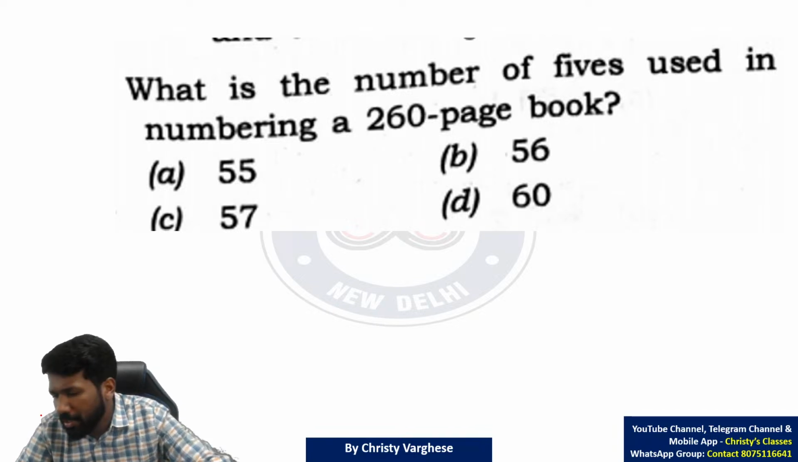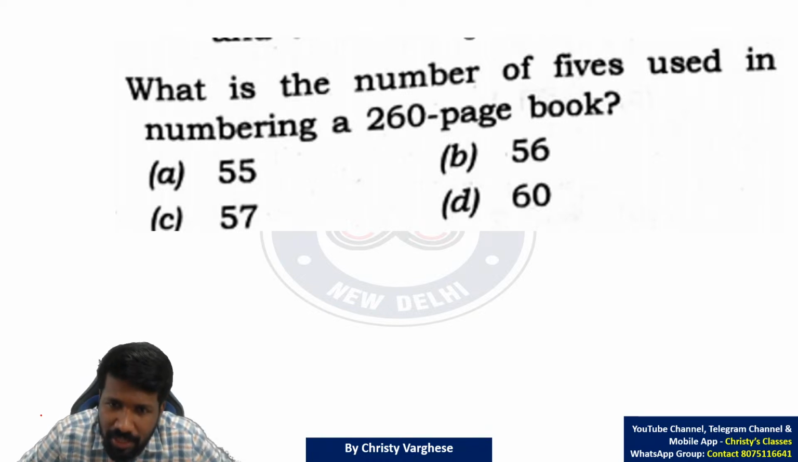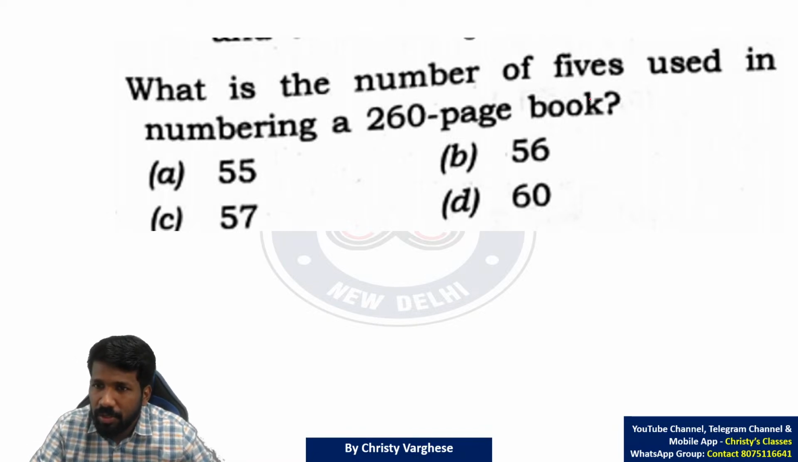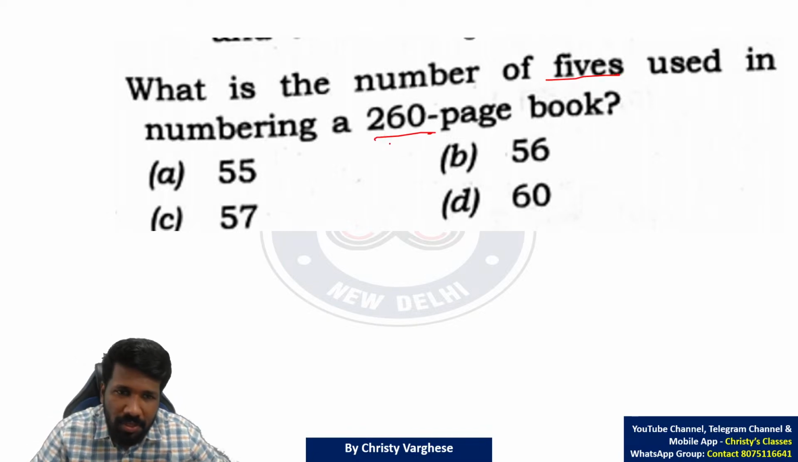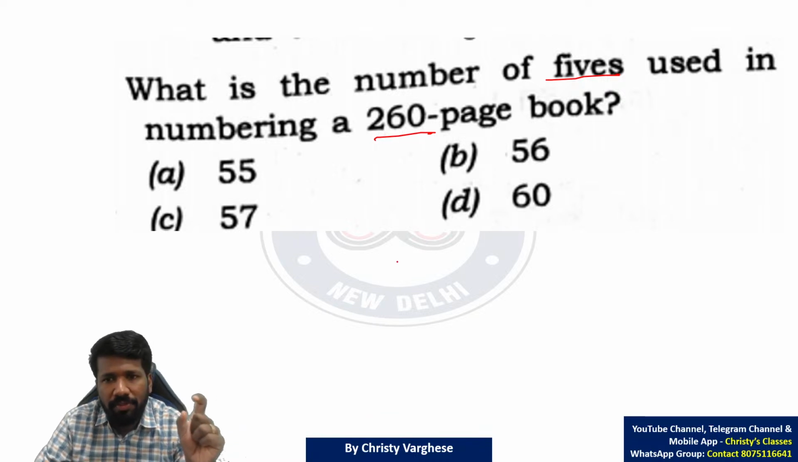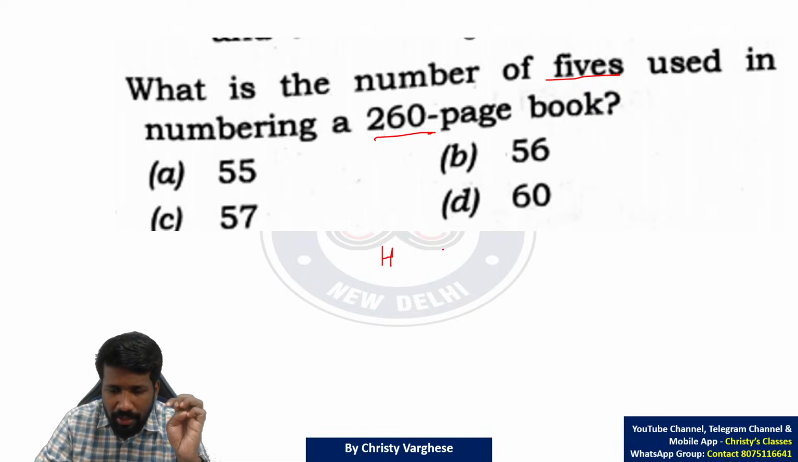This same type of question was asked earlier also in UPSC CSAT, and it's a common question in most competitive exams. What is the number of fives used in numbering a 260-page book? Instead of 5, any other number is possible, and instead of 260 pages, any number of pages can be possible. So you can do it in two ways. One way is you can count fives in 1-digit numbers, second 2-digit numbers, then 3-digit numbers. That is one approach. But what I feel is the better or faster approach is to think about the place positions: unit place, tens place, and hundreds place.